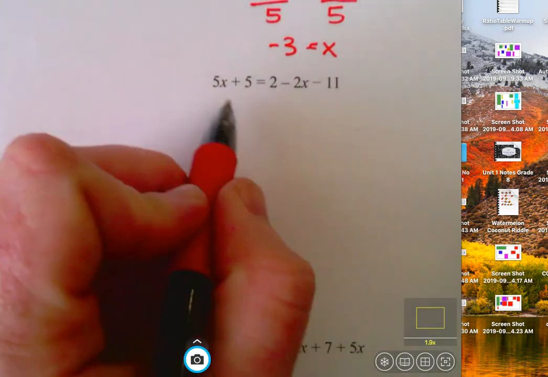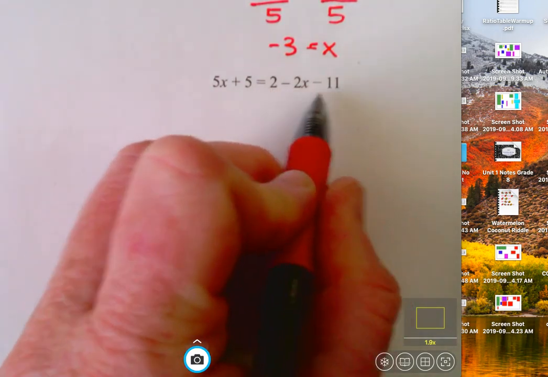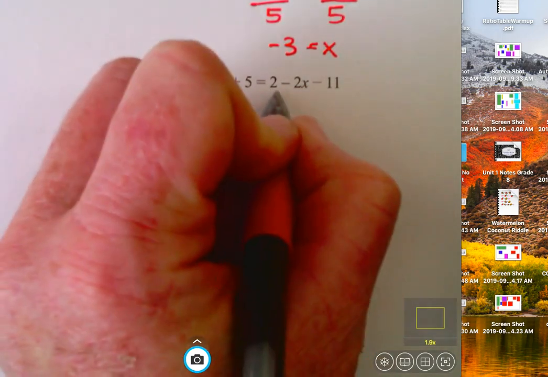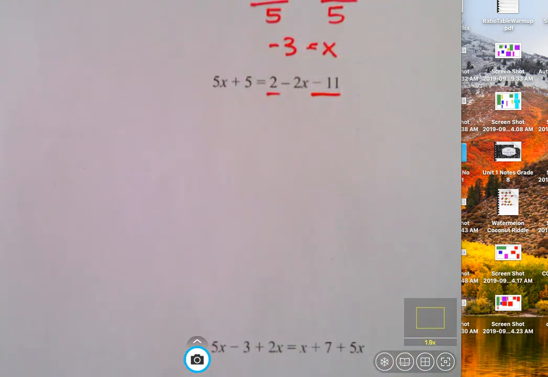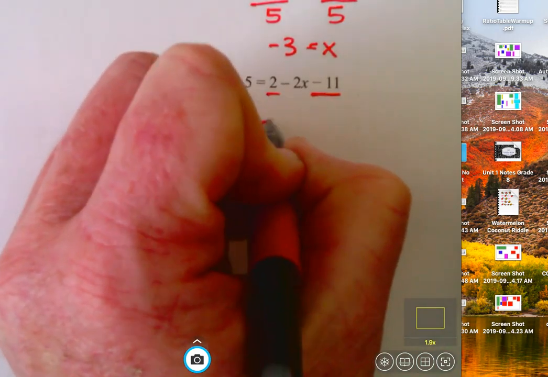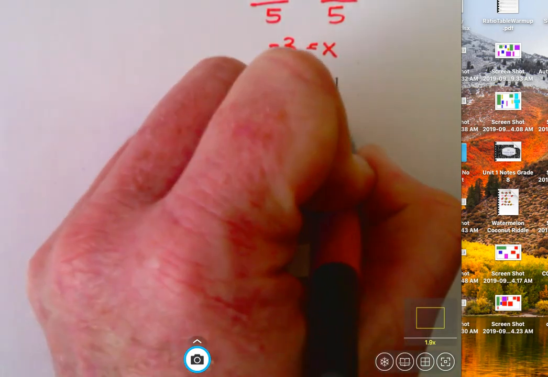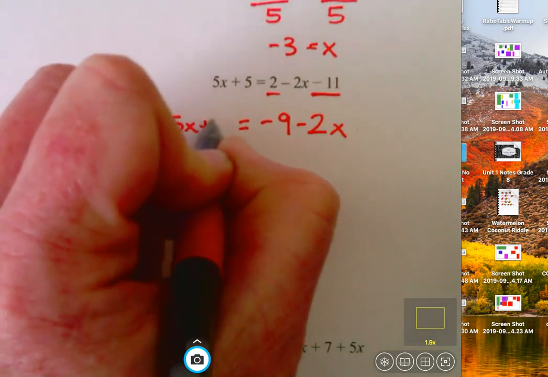All right, 5x plus 5, that's already simplified. But over here, I've got some combining to do. I have a 2 and I have a -11. Well, a 2 and a -11 is -9. So I have -9 minus 2x is equal to 5x plus 5.